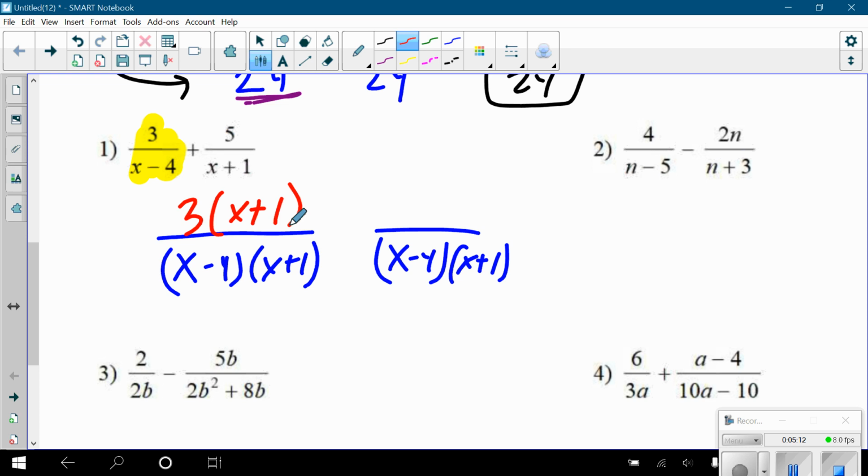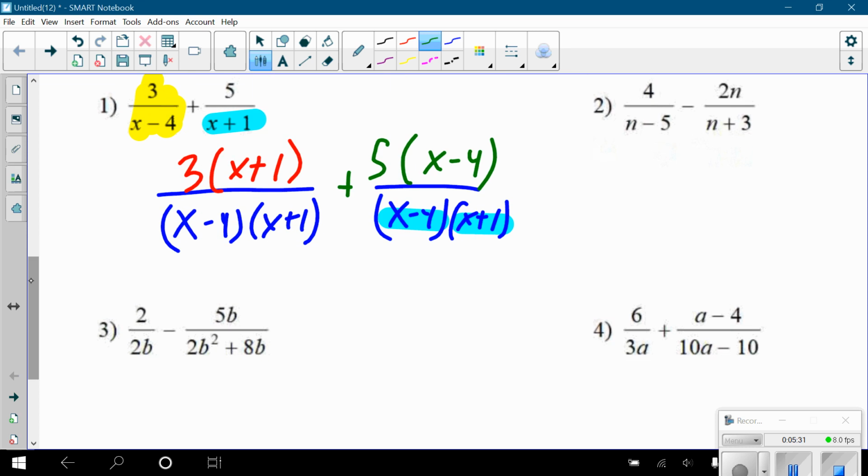You with me? Take a look at the second fraction. What did I do with the denominator? I multiplied it by x minus 4. See, my new denominator is x plus 1 times x minus 4. So I multiplied it by x minus 4. So what am I going to do with the 5 on top? I'm going to multiply it by x minus 4. And now I'm going to get a new fraction. It's going to look like this.